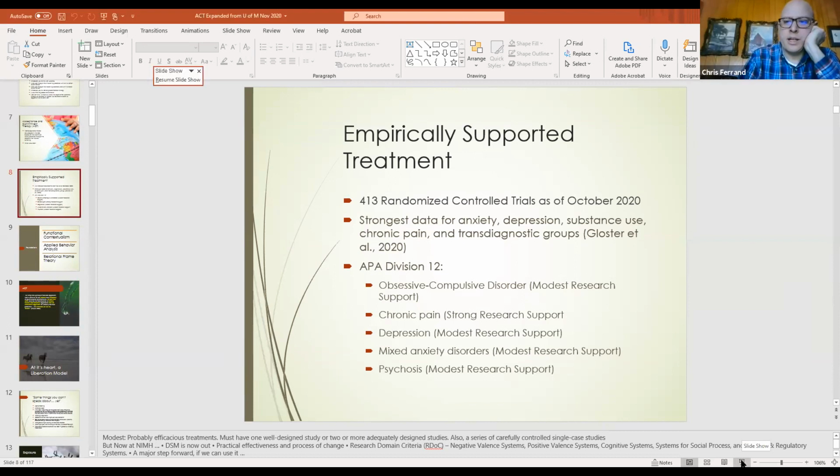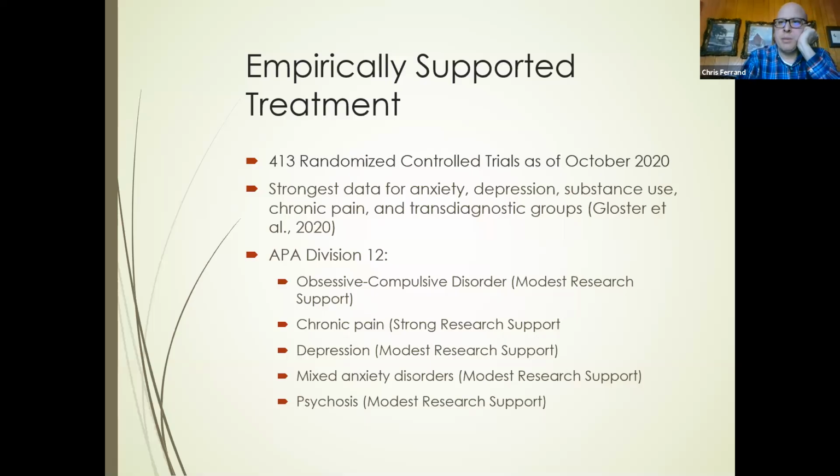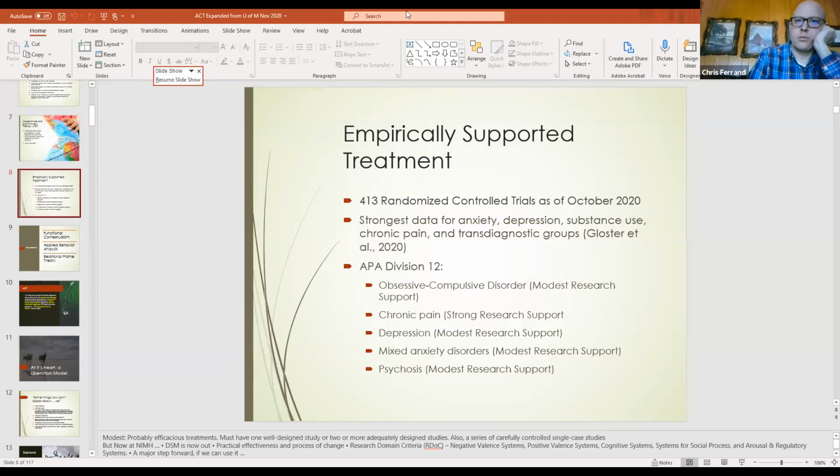So that's sort of what you see when you look at APA Division 12. Strongest data for anxiety, depression, substance use, chronic pain, and then transdiagnostic groups. Obsessive compulsive disorder, modest research support; chronic pain, strong; depression, modest; mixed anxiety, modest; psychosis, modest. Any other thoughts or questions? Bree Williams had put in the chat, what population does ACT work best with, in your opinion?